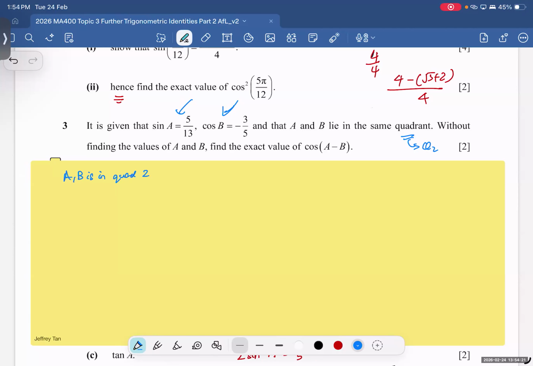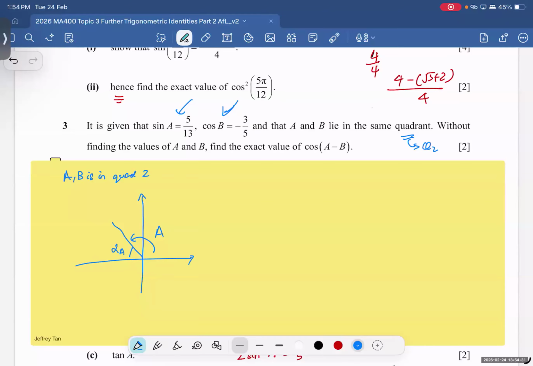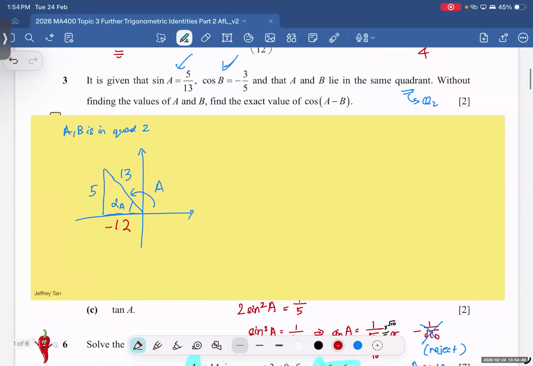So here, they are in quadrant 2, right? This is A. If this is A, for A over here, this is alpha. Now, because it is 5/3, look at this triangle. I can say that this is 5, this is 13. Can I say 5, 13, 12? Pythagorean triplet. Make sense? Very good. Same thing for B. B is here. B is -3/5, so -3, 5.